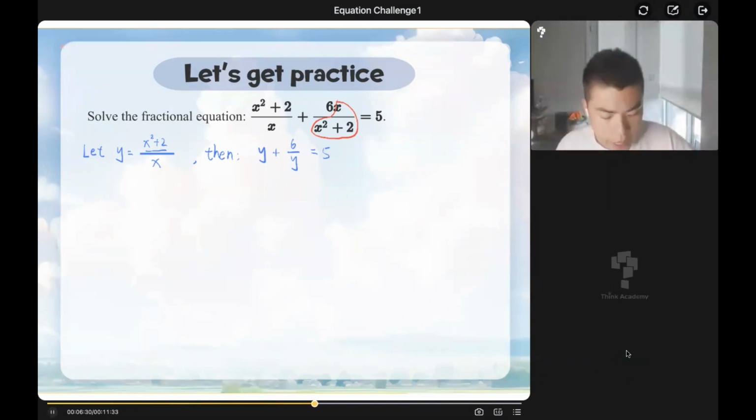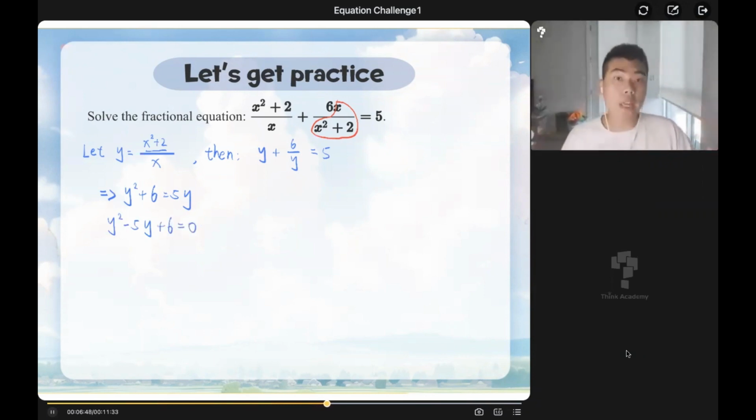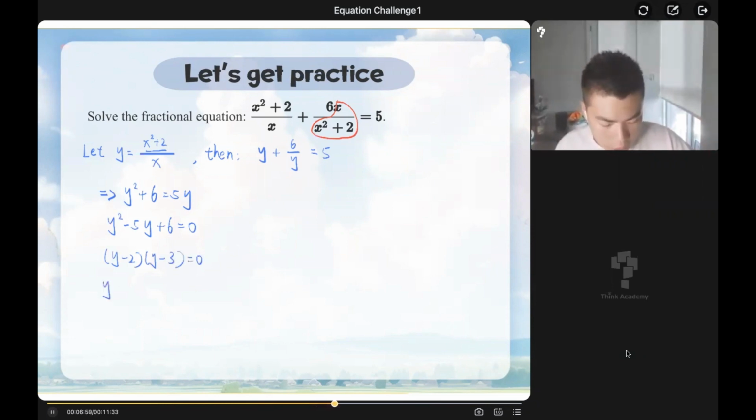So we are going to get y squared plus 6 equals 5y. And thus, this will be y squared minus 5y plus 6 equals 0. And then we can solve this using factorization. So we can do (y minus 2) times (y minus 3) equals 0. And we can solve that y equals 2 or 3.